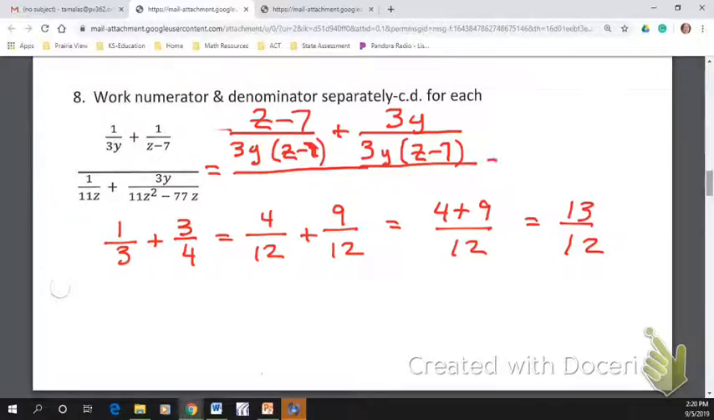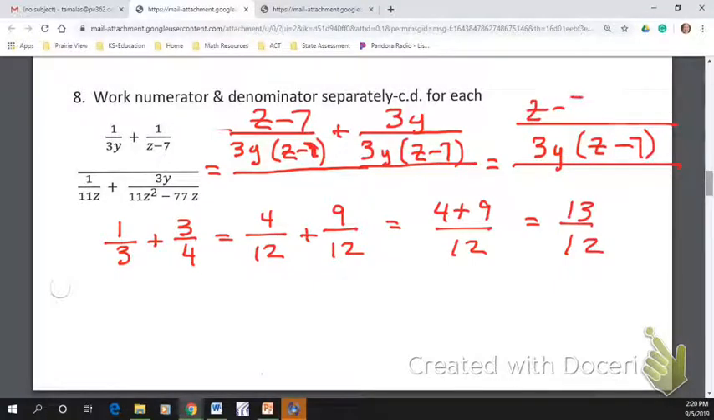Okay, then the next step, what did we do after that? This is where we are. We just did this. The next step was to write it as one fraction, right? Since my denominators are the same, I can write this as one fraction. So that would be 3y times z minus 7 for my common denominator. And if I put my two numerators together, I'm going to have z minus 7 plus 3y. Does that make sense? Okay, so that's all I can do with the numerator at this point.